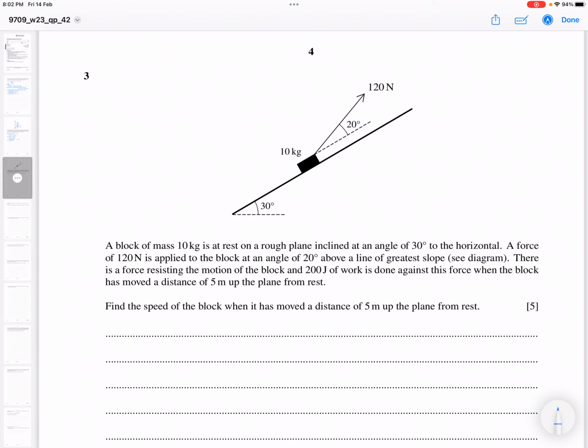So let's solve the forces, make the diagram of forces here. Here is our normal, which we write as R, and here is the direction opposite to it.